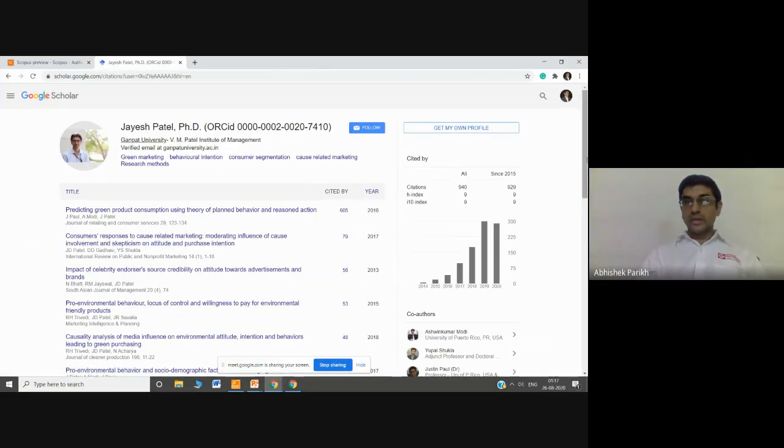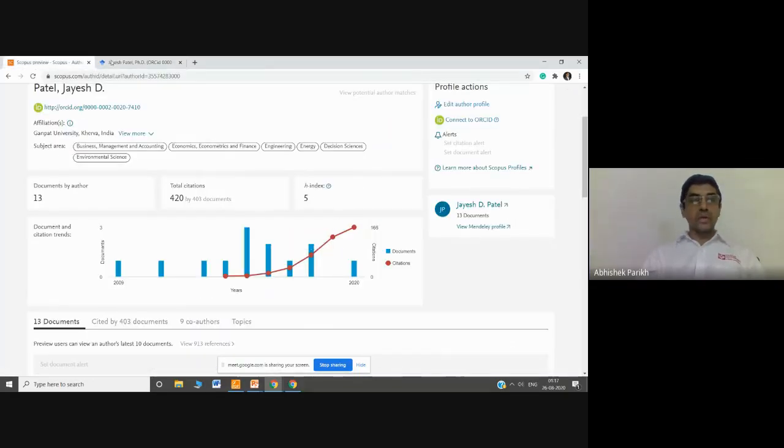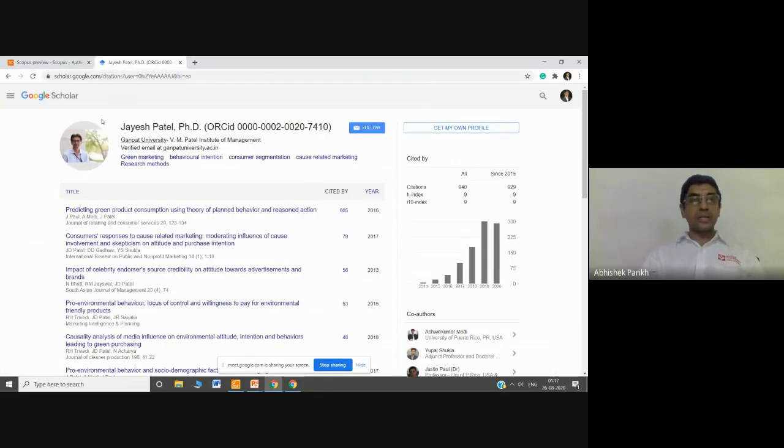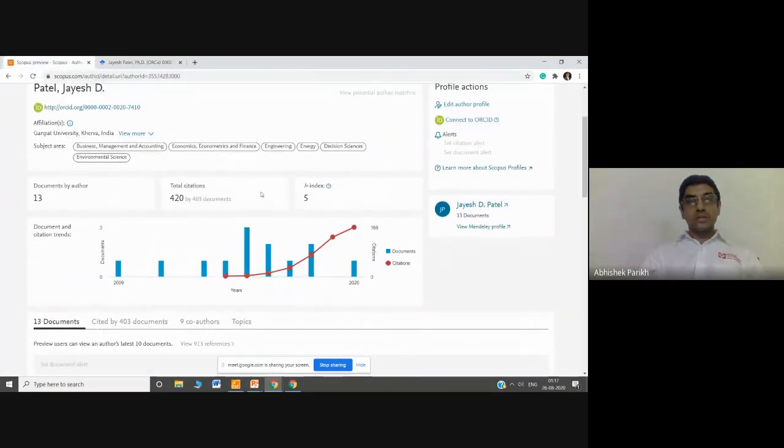Okay, can you see here, what is the H index? 9. On Google Scholar it is showing 9, in Scopus it is showing 5. The question is why here it is 9 and why here it is 5. The definition of H index remains the same, whether we talk about the Google Scholar or the Scopus profile.